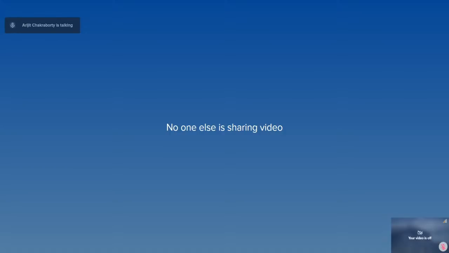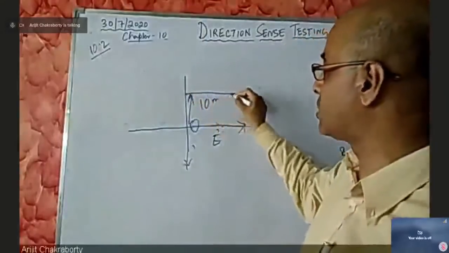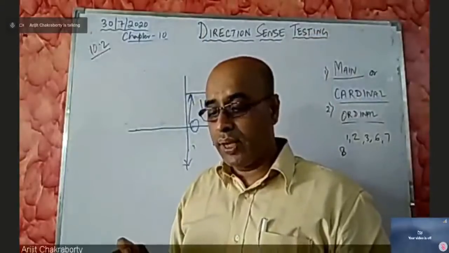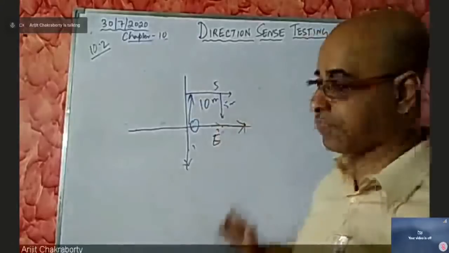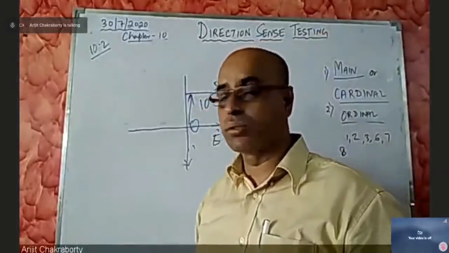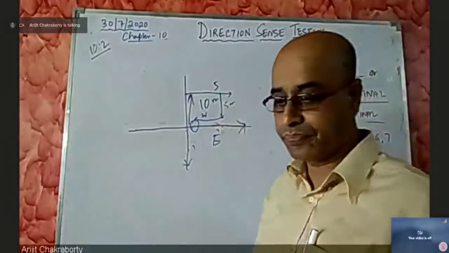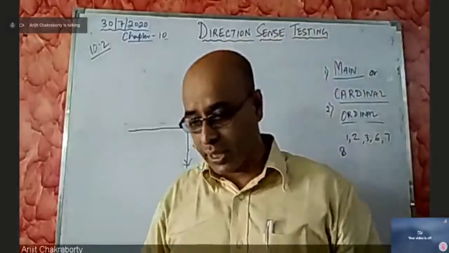Then he turns right and goes 5 meters. So at this stage, he turns right and goes 5 meters, and then 5 meters to the south. So from here again 5 meters to the south. And from there 5 meters to the west. From here 5 meters to the west. In which direction is he from his original place?